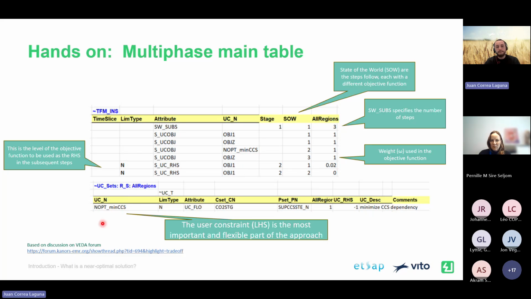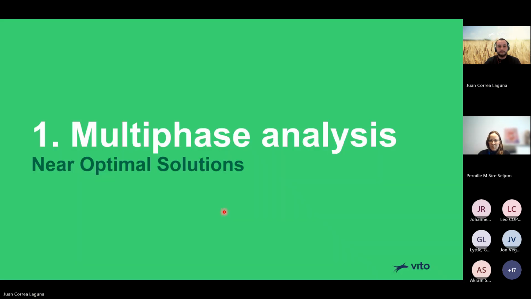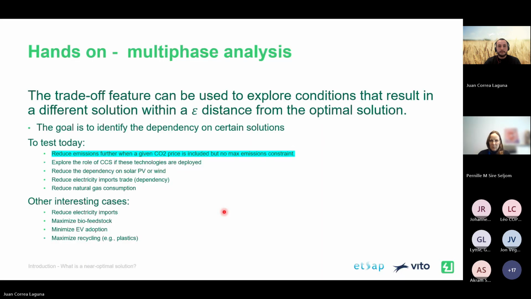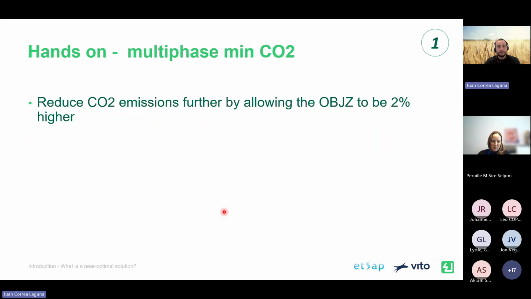I built here minimizing CCS, for instance, so not to have that strong dependency on storage of carbon. Probably you are also familiar with user constraints, so you can be as creative as you want with them. Of course, there are some limitations, but they are quite flexible with what you can do. In the model that I created, you can also test different ones. For the sake of time, I will just focus on minimizing the CO2 for this moment.